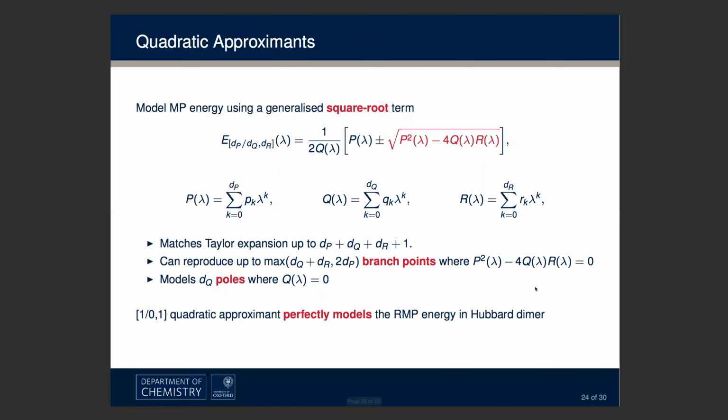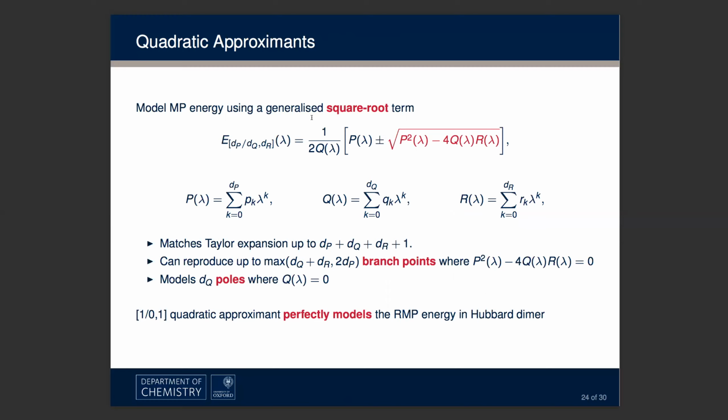But the second thing we can do is use a quadratic approximant. And the great advantage of these quadratic approximants is that they introduce this square root term. And this square root term we've seen throughout the different areas of the non-Hermitian exceptional points, so it can model those square root branch points.